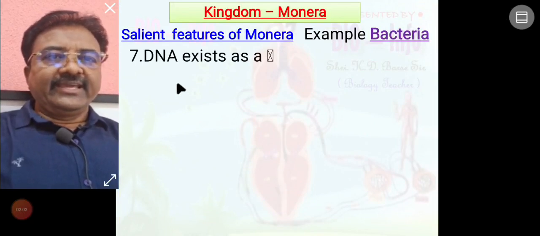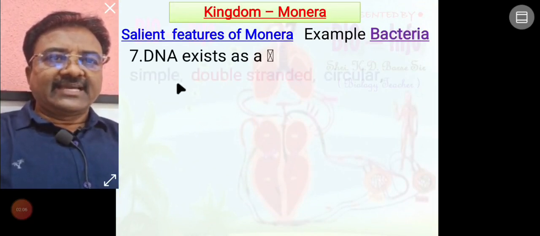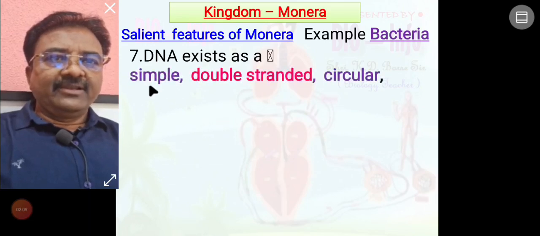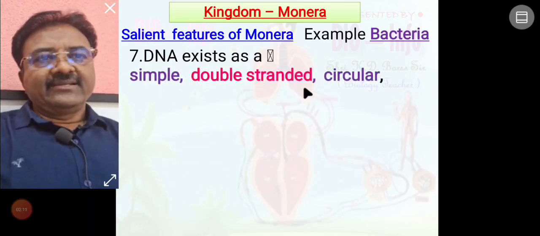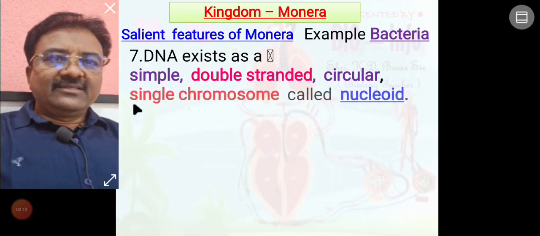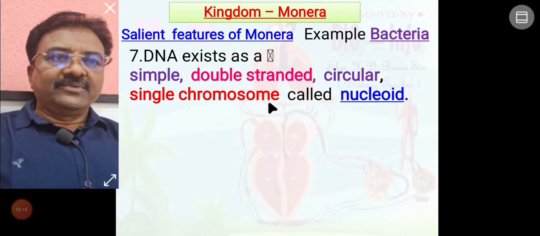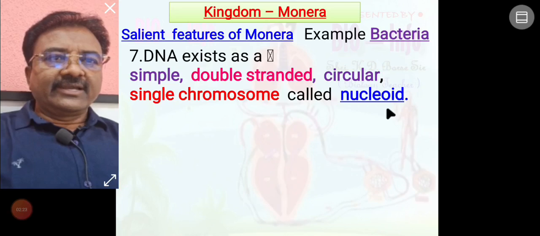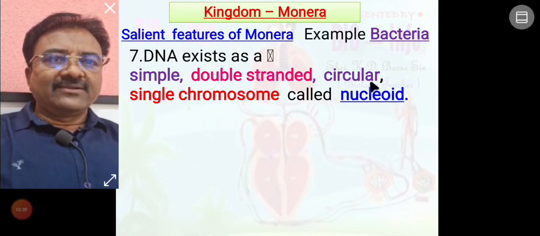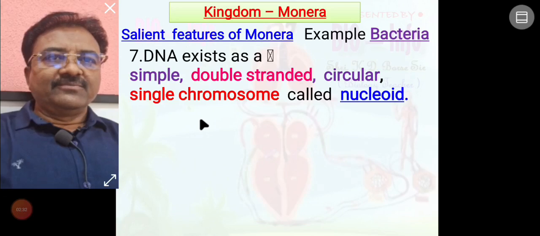Its DNA exists, means Monera organism DNA exists as a simple, double-stranded, circular, single chromosome, and we call it the nucleoid. DNA exists in the form of a nucleoid. What are the characteristic features of the nucleoid? Simple, double-stranded, circular, single chromosome.